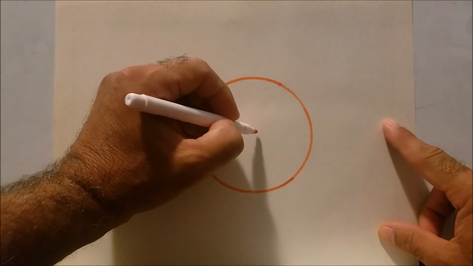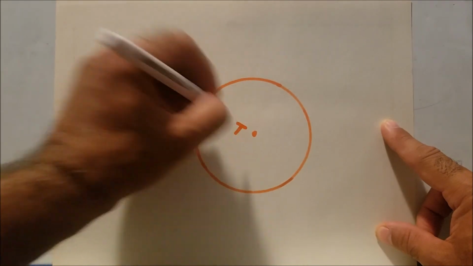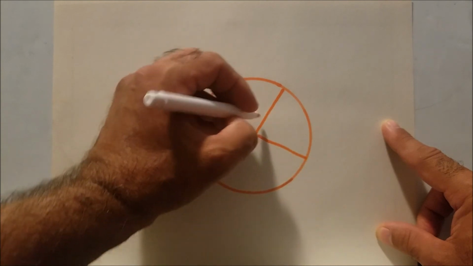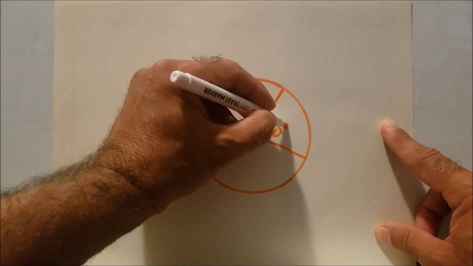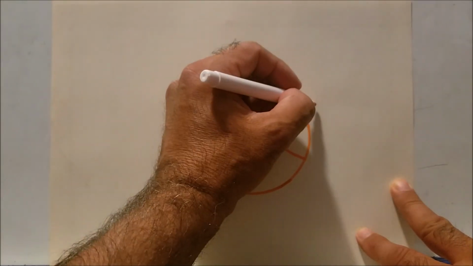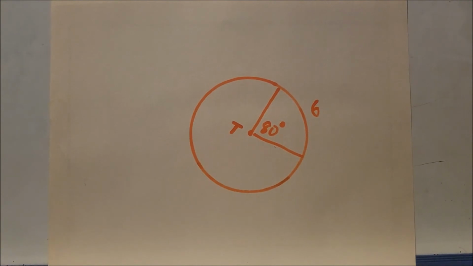All right, let's do a problem here. Let's put a dot in the center. Let's say that's the center. We'll call it T today. Why not? And we'll make a degree, something like that. And we'll say it's 80 degrees. That's the central angle. Remember the central angle. And let's say we have an arc length of 6, something like that. So, how would you get the circumference of the circle if you have an arc length of 6? So pause the tape, try to figure it out, and then we'll go over it.